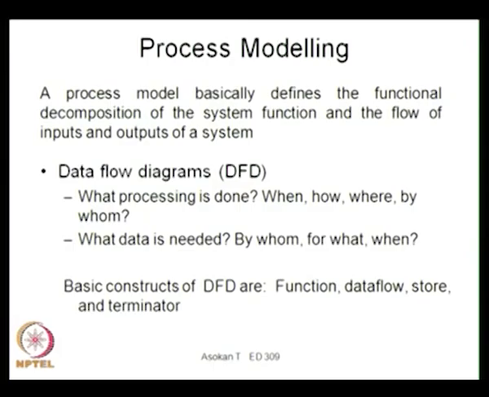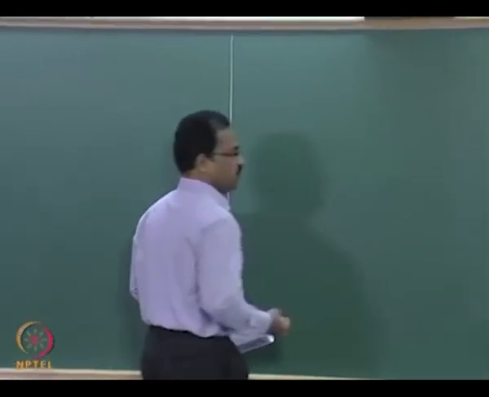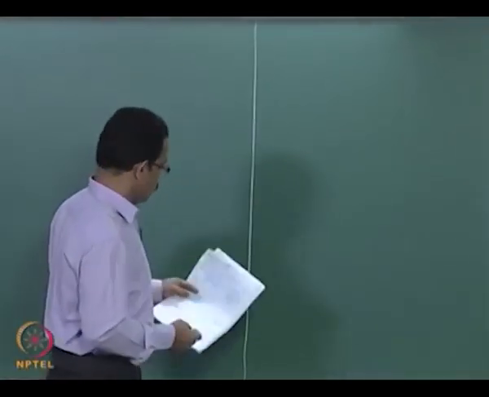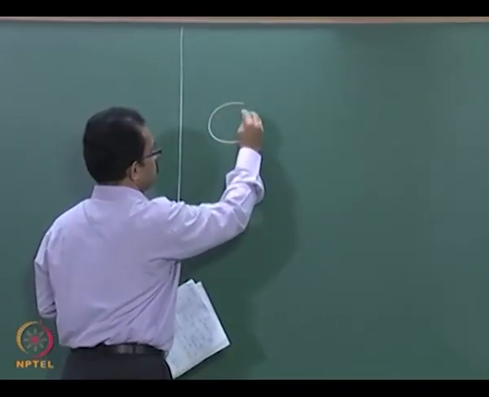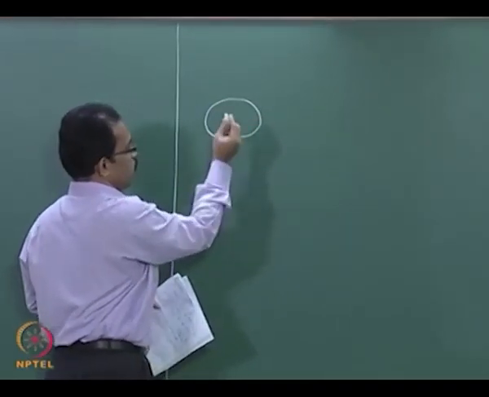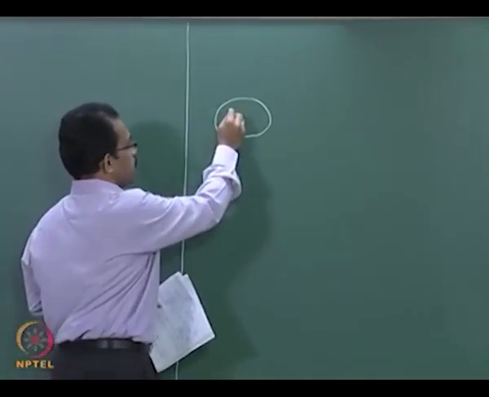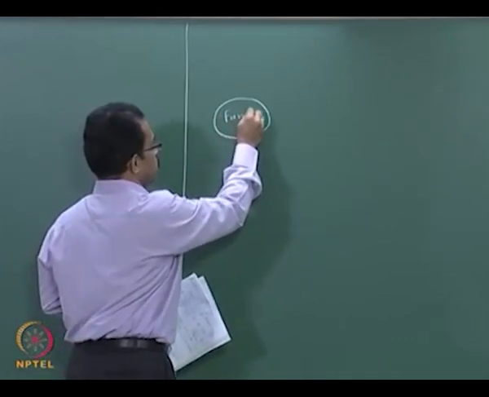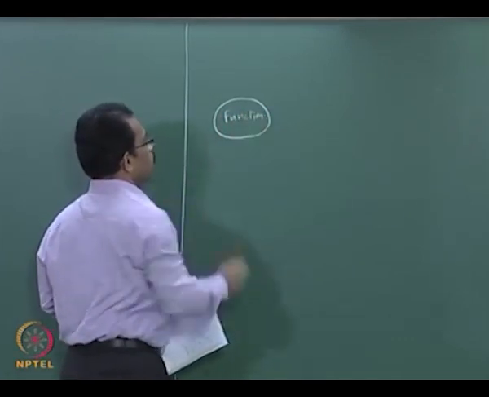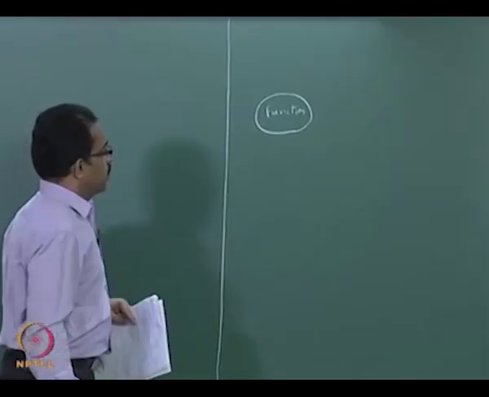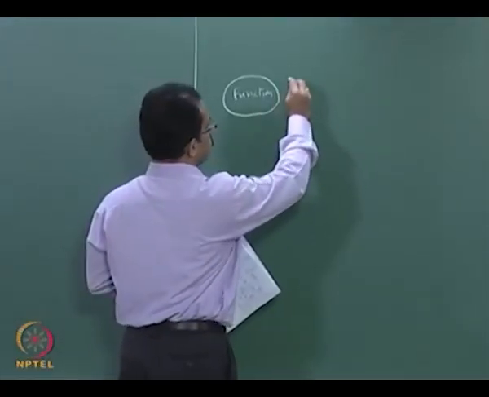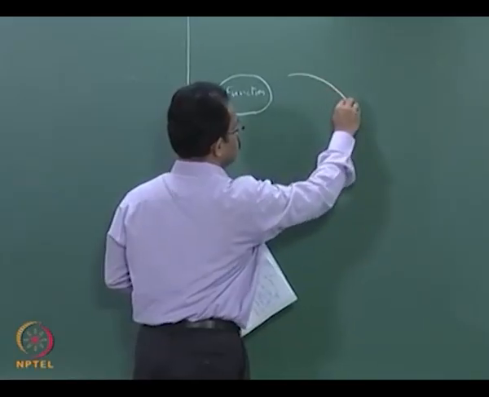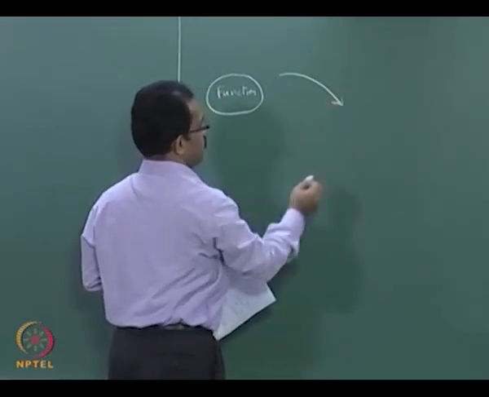First, the function. As you know, a function is the basic entity of any system. So the function is represented using a circle in the data flow diagram. A circle or an oval is used to represent the function or the system. This is the first construct, and then we use another one called data flow. Data flow is represented using arcs. We use this kind of arcs to represent the data flow.